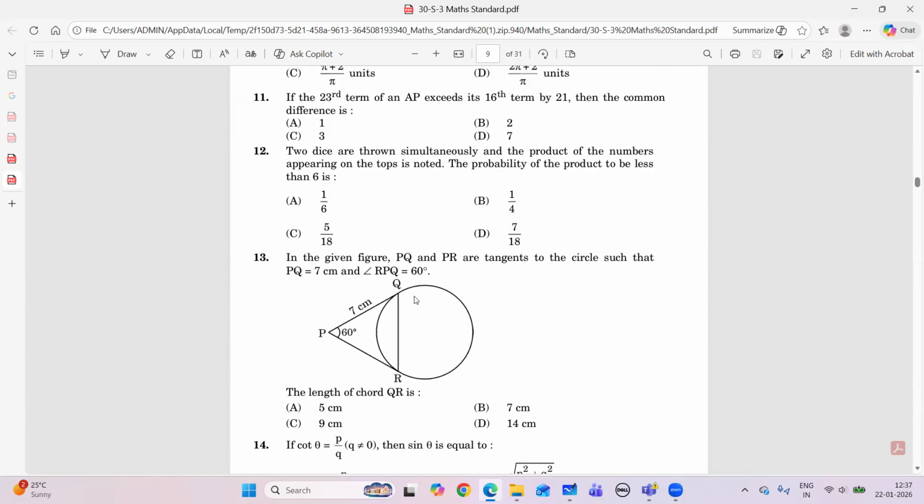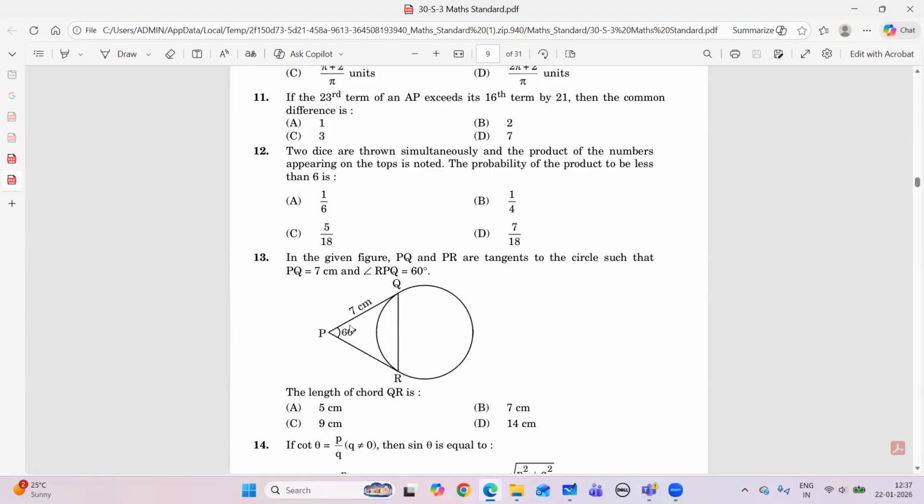Okay, so we are given a circle and an external point P. From P, PQ and PR are tangents, and one of these tangents has length 7 centimeters. The angle between these two tangents, PQ and PR, is given to be 60 degrees. We are asked to find the length of the chord QR. Okay, we can proceed like this.